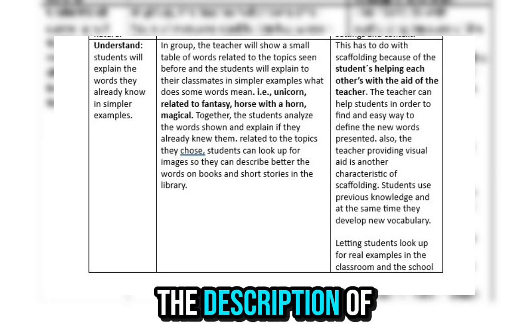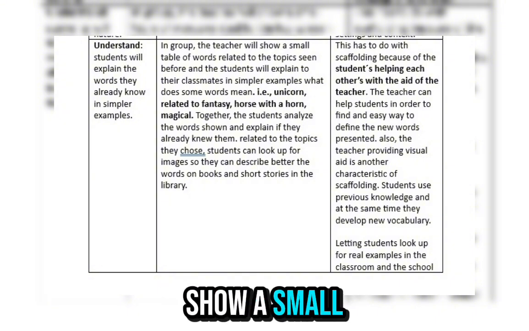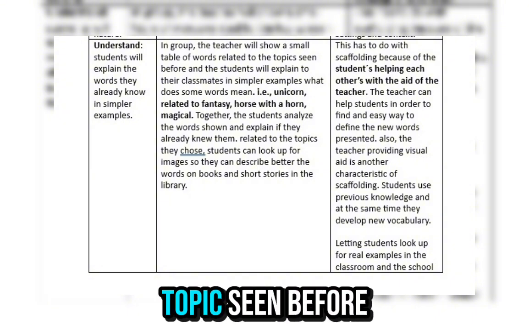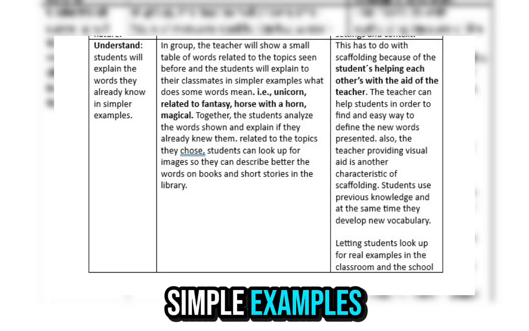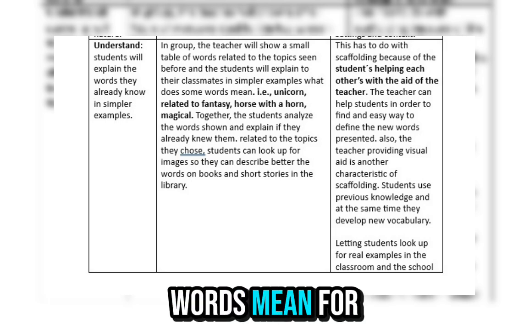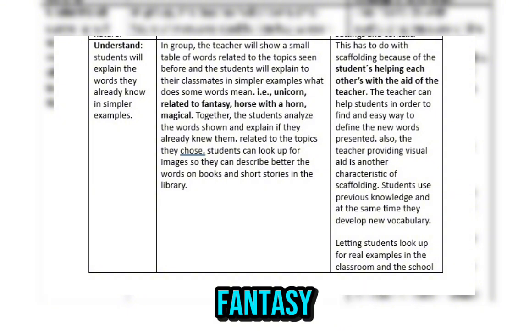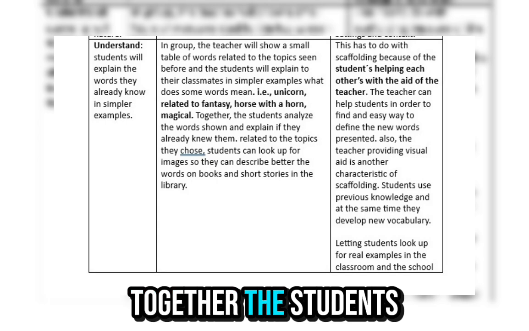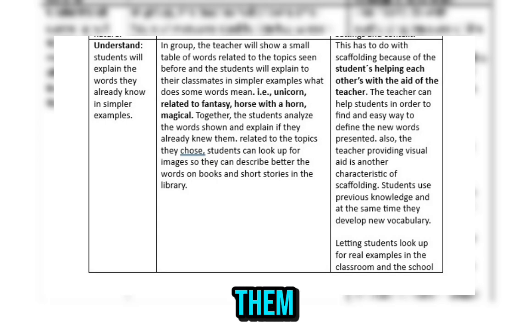Then we have the description of the activity. In groups, the teacher will show a small table of words related to the topic seen before, and the students will explain to their classmates in simple examples what some words mean. For example, unicorn, related to fantasy: a horse with a horn, which is magical. Together, the students analyze the words shown and explain if they already knew them.